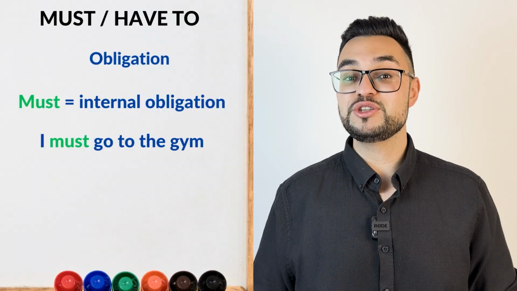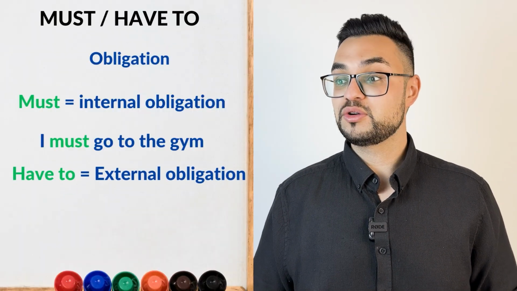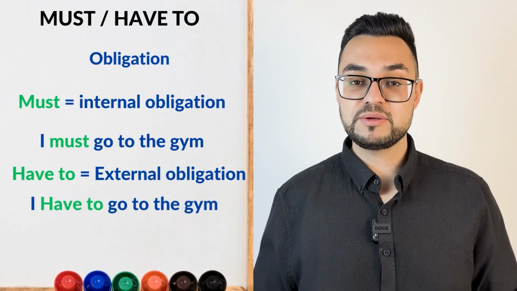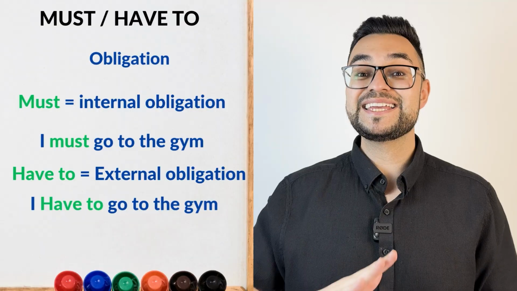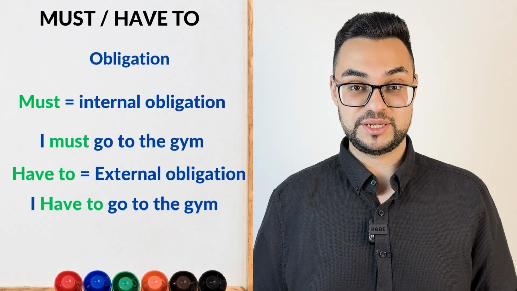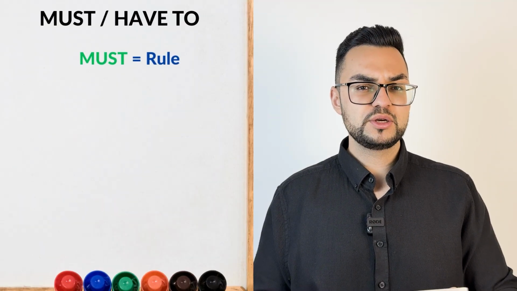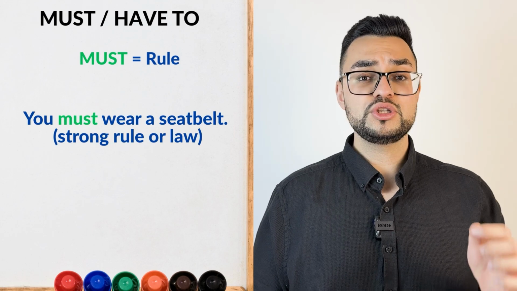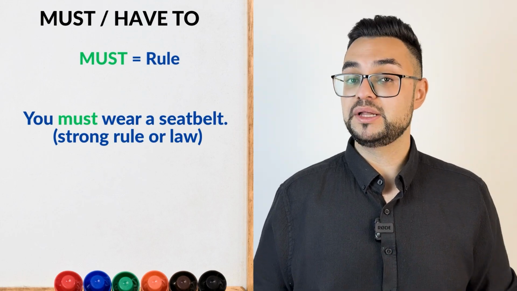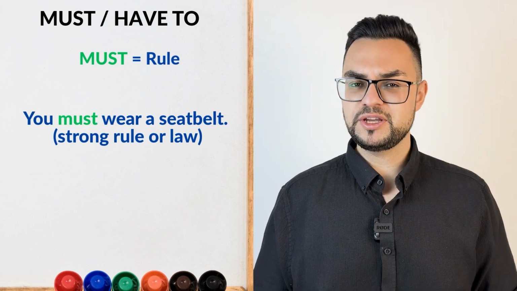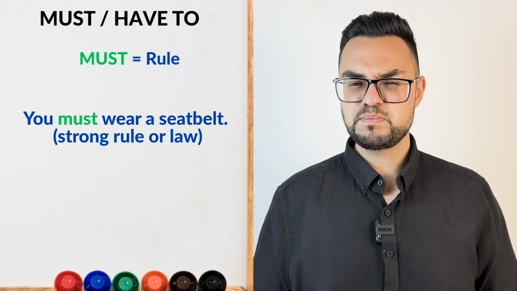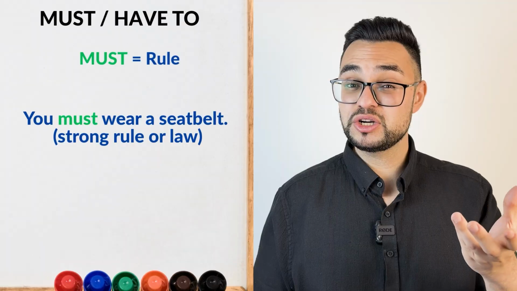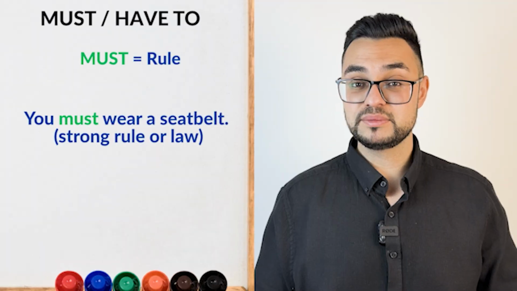However, if your mother is telling you to do it, someone else is forcing you, in that case, you can use have to. Like your mother is telling you, go to the gym, go to the gym. Say, I have to go to the gym. So here is an external obligation. We also use the word must for rules. For example, you must wear a seatbelt. Bonus tip, in spoken English, have to is more common than must. Must sounds stronger or even more formal.